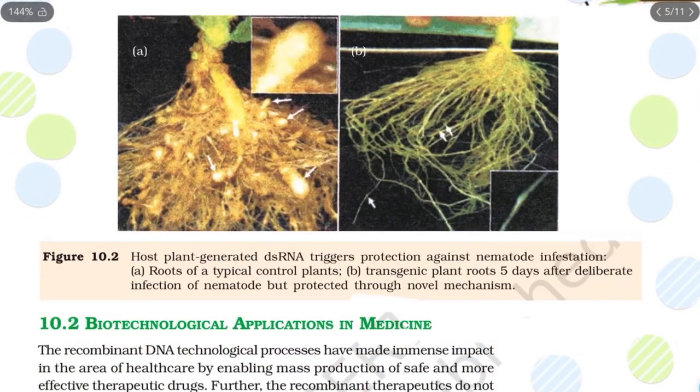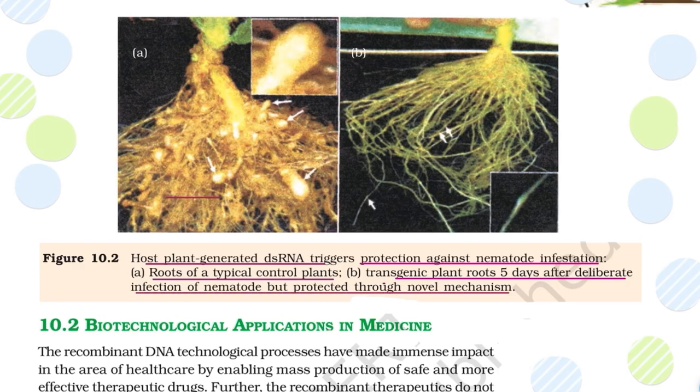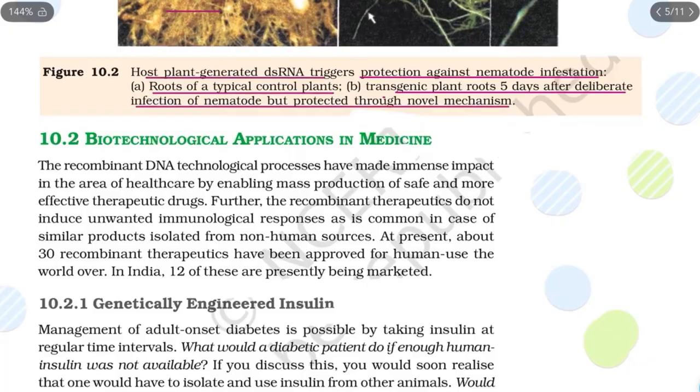This is Figure 10.2. It shows the host plant generated dsRNA triggering protection against nematode infestation. A is the roots of typical control plants, and B is the transgenic plant root 5 days after deliberate infection with nematode but protected through a novel mechanism.